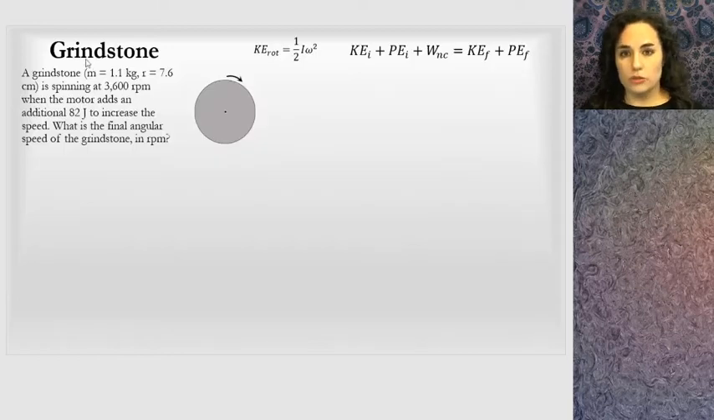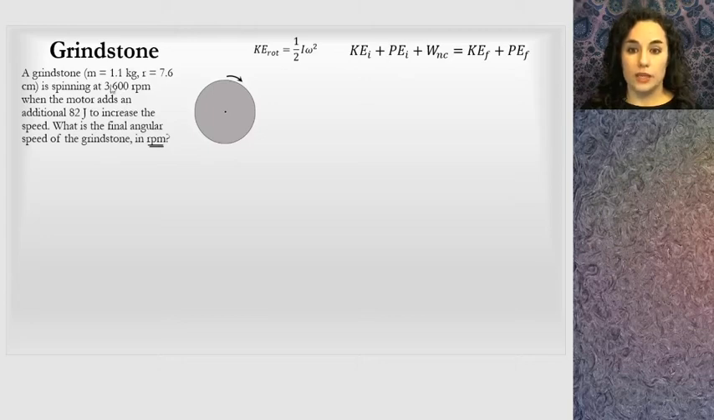The example I've chosen for us, a grindstone, exemplifies how to take into account kinetic energy when there's work involved. A grindstone with given mass and radius is spinning at 3,600 RPM when the motor adds an additional 82 joules to increase the speed. Okay, so we have an initial energy state, we have some sort of initial motion. There's some work added to the system, and we will have some sort of final energy state where they want us to find what is the final angular speed of the grindstone in RPMs.